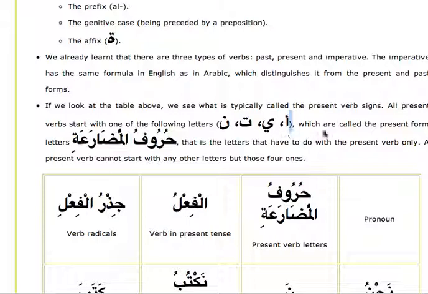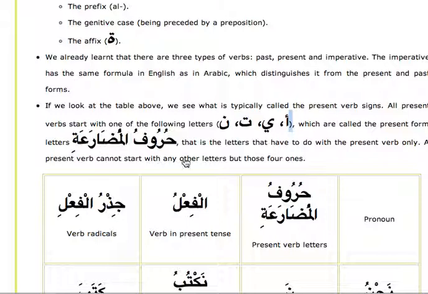It's past tense, which are called the present form. Okay, letters. Alif is for I, ya is for he, ta is for you, for ladies, na is for us, or something like that. So letters.